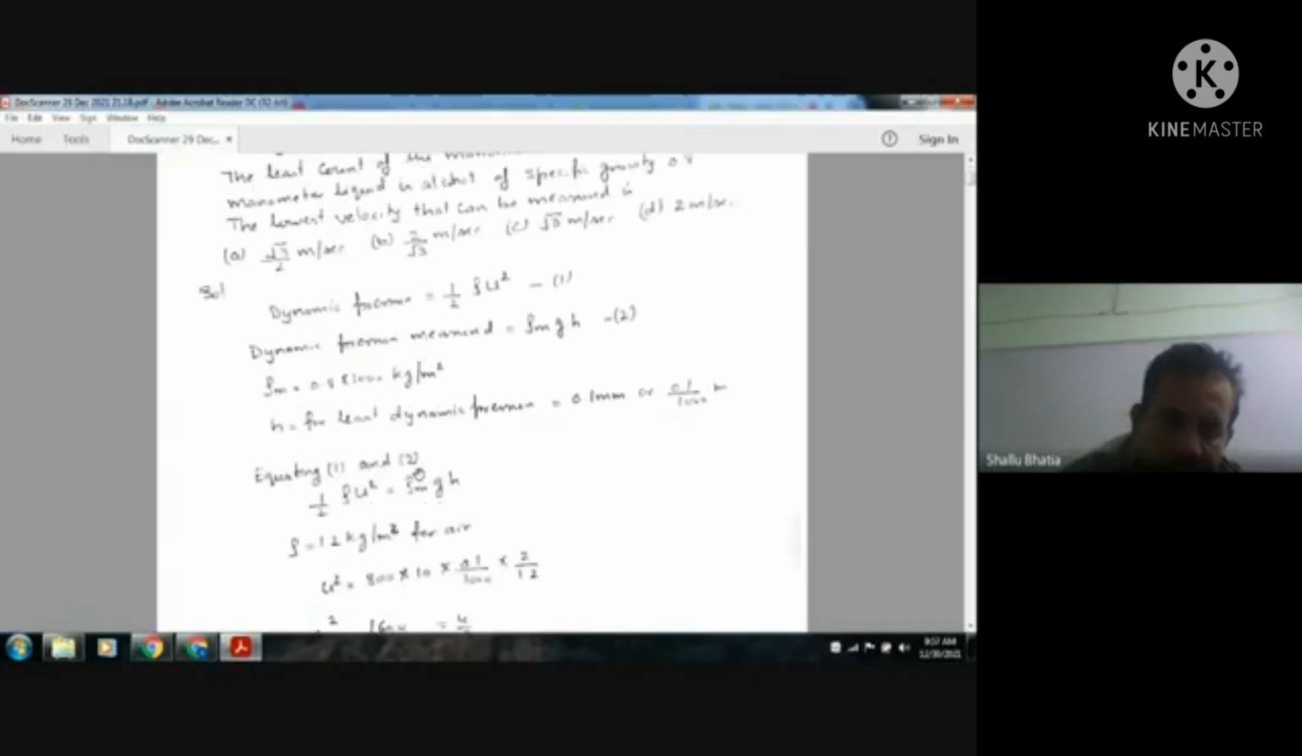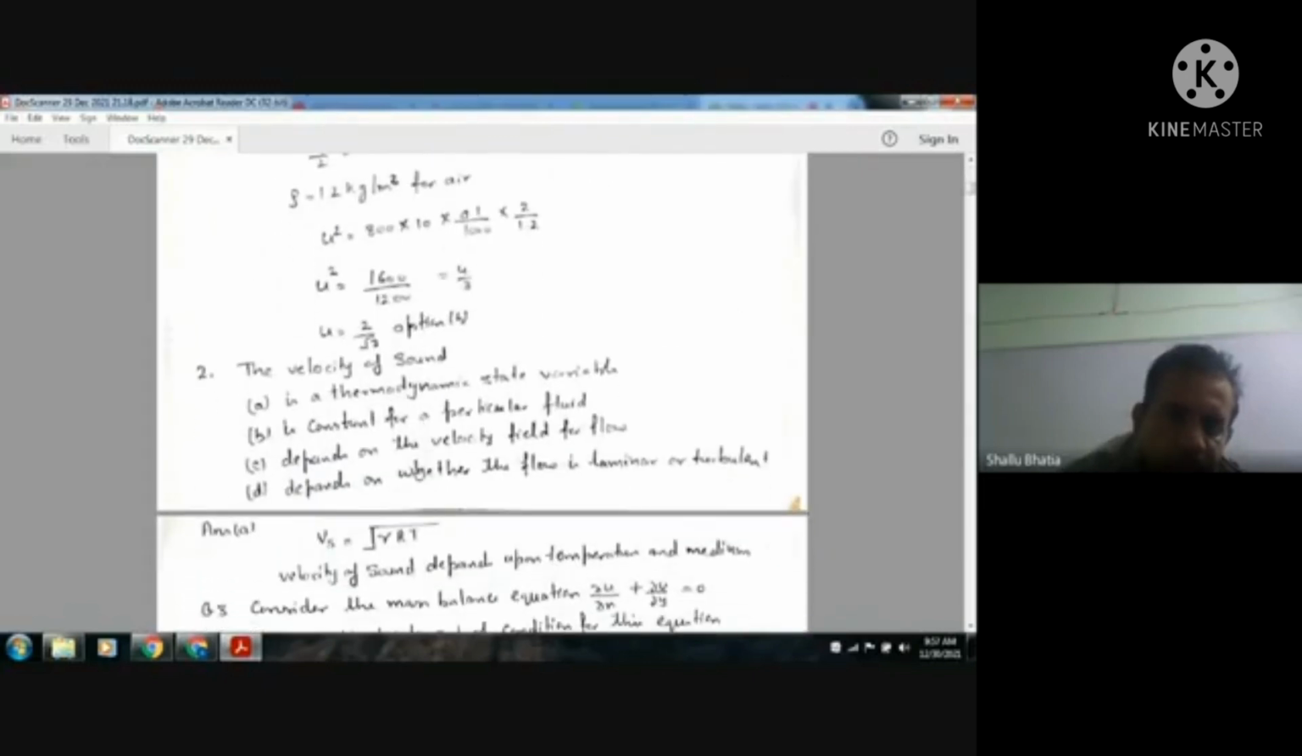Next. The velocity of sound: option A, is a thermodynamic state variable; B, is constant for a particular fluid; C, depends on the velocity of flow, depends upon whether the flow is laminar or turbulent. Velocity of sound is given as root gamma RT, where gamma is the ratio of specific heats, R is the characteristic gas constant, and T is temperature. So gamma and R are constant for a particular gas, so it depends only on temperature. So it is a thermodynamic state variable. So the answer is A.